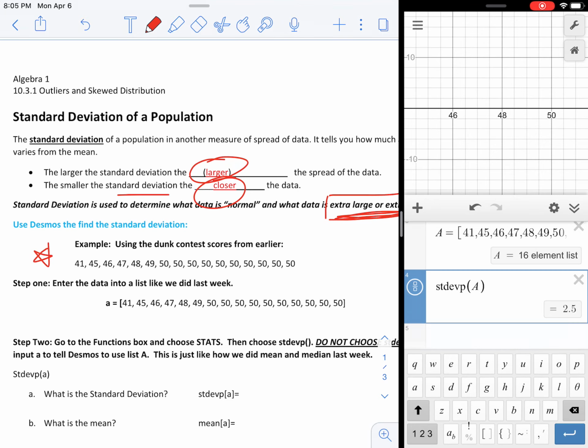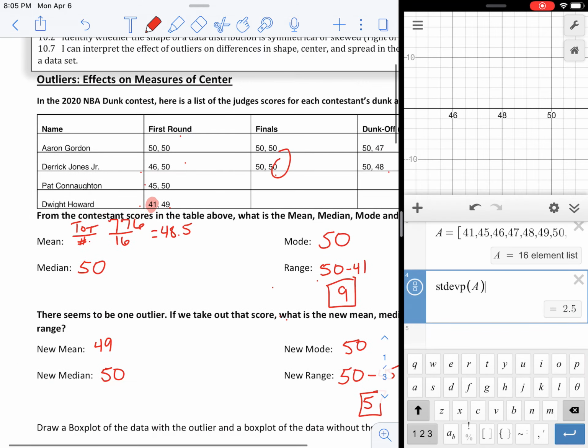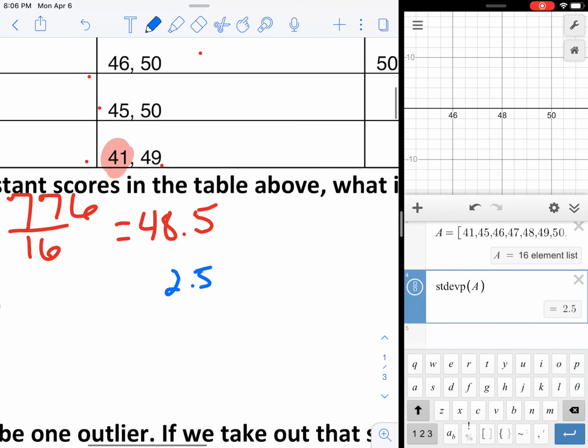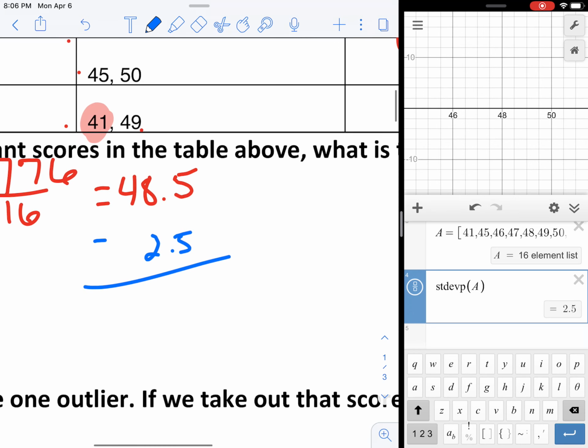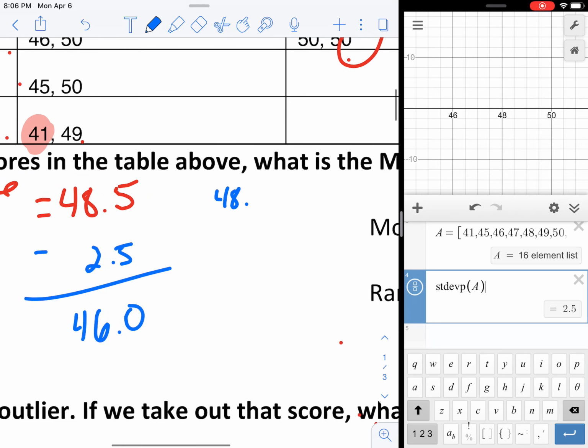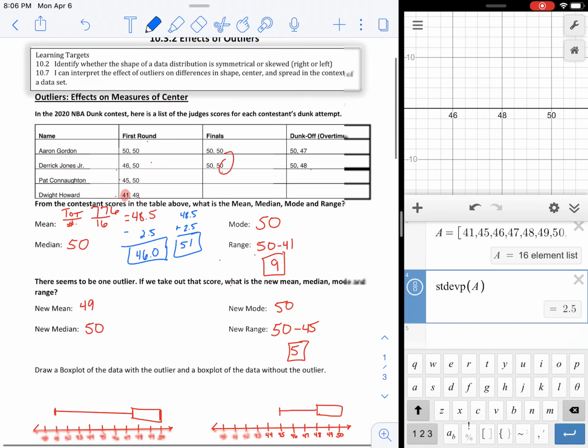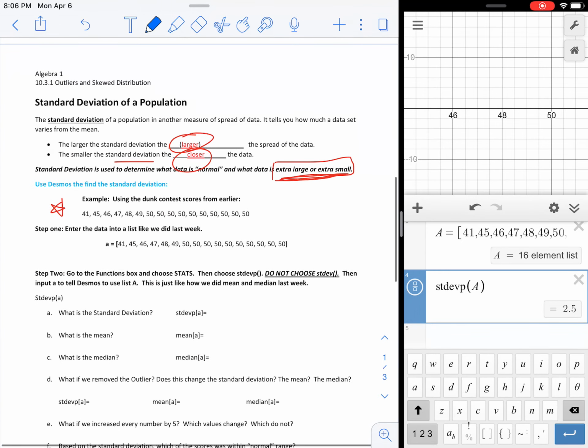So you can see the standard deviation with the outlier is 2.5. So what that means is, if you remember up at the top, we found a mean of 48.5. So if I have a standard deviation of 2.5, if I subtract it, then a normal score would be a 46.0, or if I add it, it'd give you a 51. Those would be normal scores, right? Anything outside of that is probably going to be an outlier, okay? That's what that means by standard deviation.